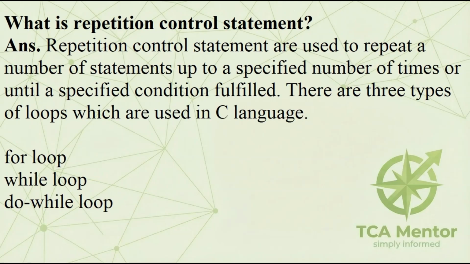What is repetition control statement? Answer. Repetition control statements are used to repeat a number of statements up to a specified number of times or until a specified condition is fulfilled. There are three types of loops which are used in C language: for loop, while loop, and do while loop.